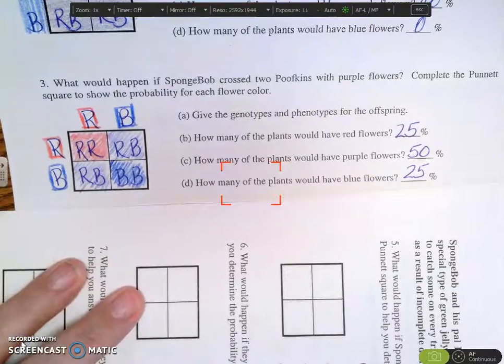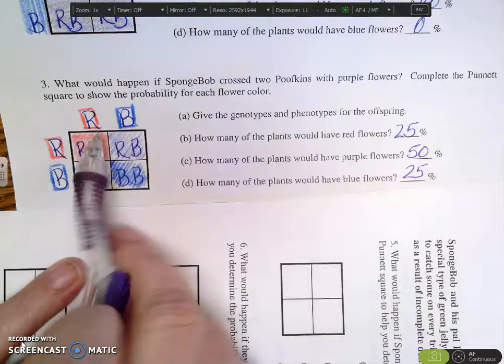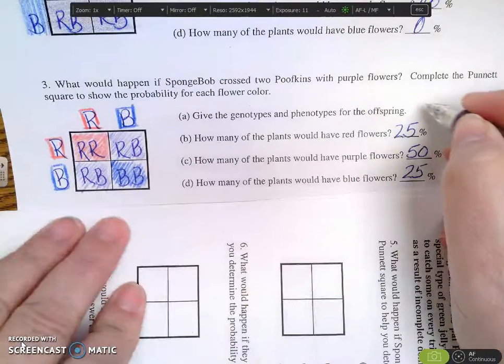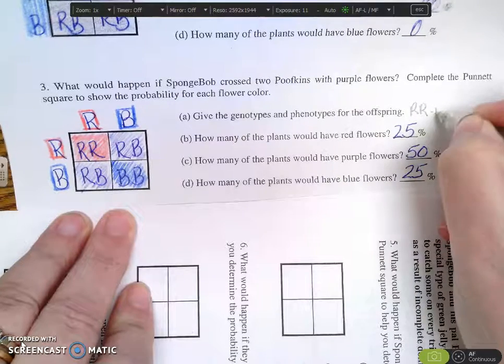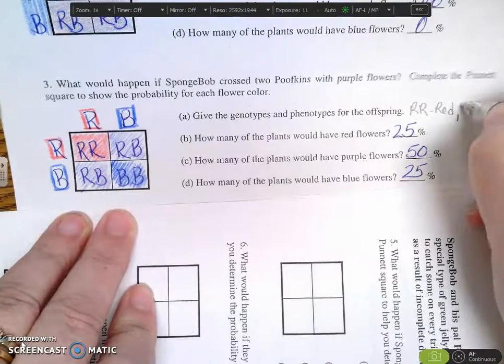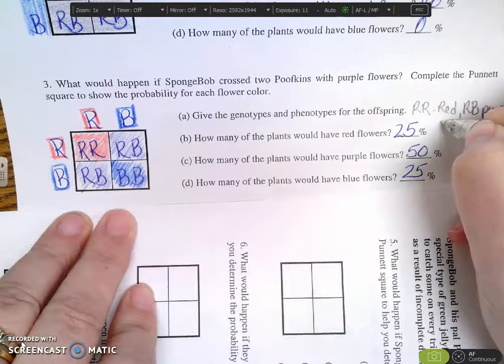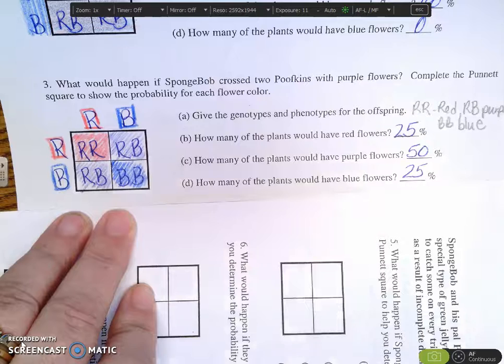Now that you've had a chance to work the problem yourself, as you can see, I color-coded. We took 2 hybrids, RB and RB, and we crossed them. So the genotypes and phenotypes for the offspring were RR, which was red. We had RB for purple. And we had BB for blue. So we had 25% of the plants as red, 50% as purple, and 25% as blue.